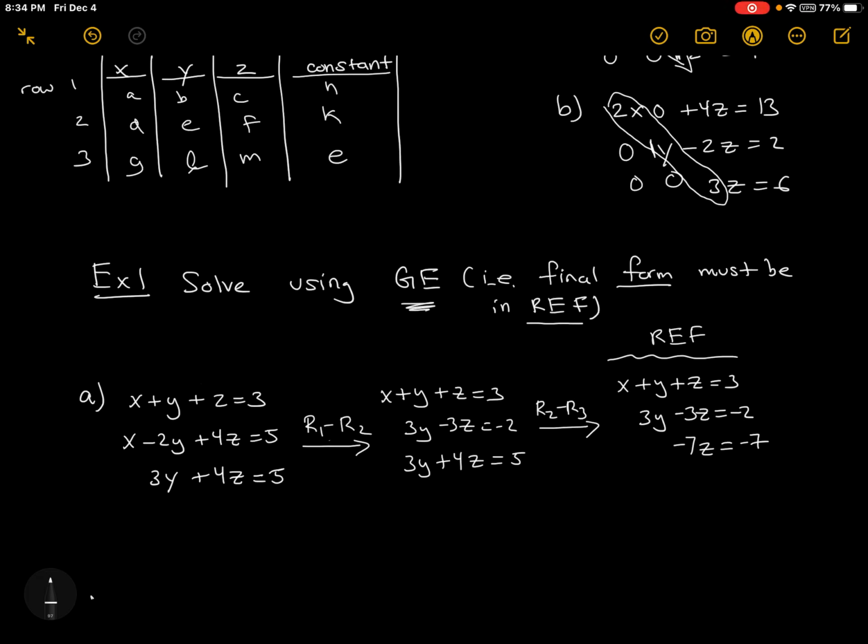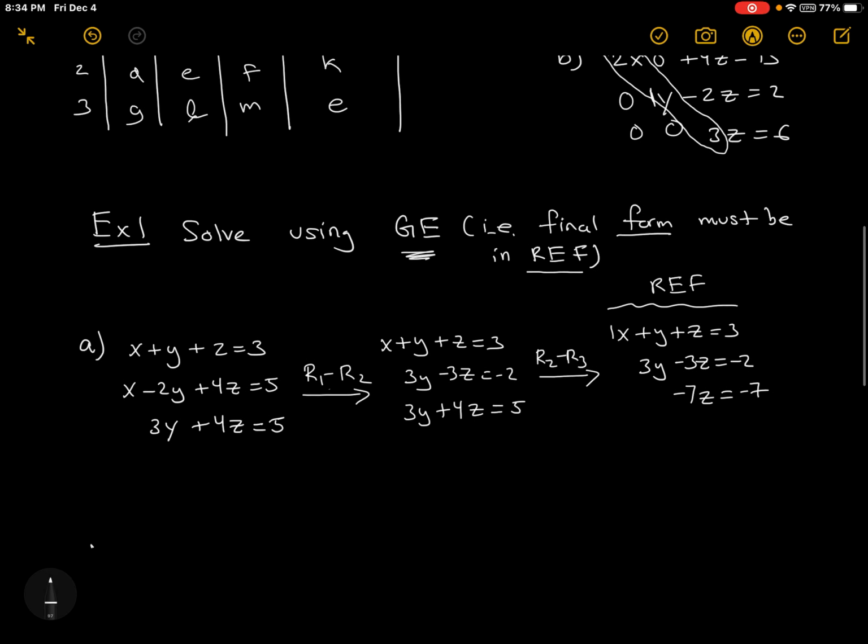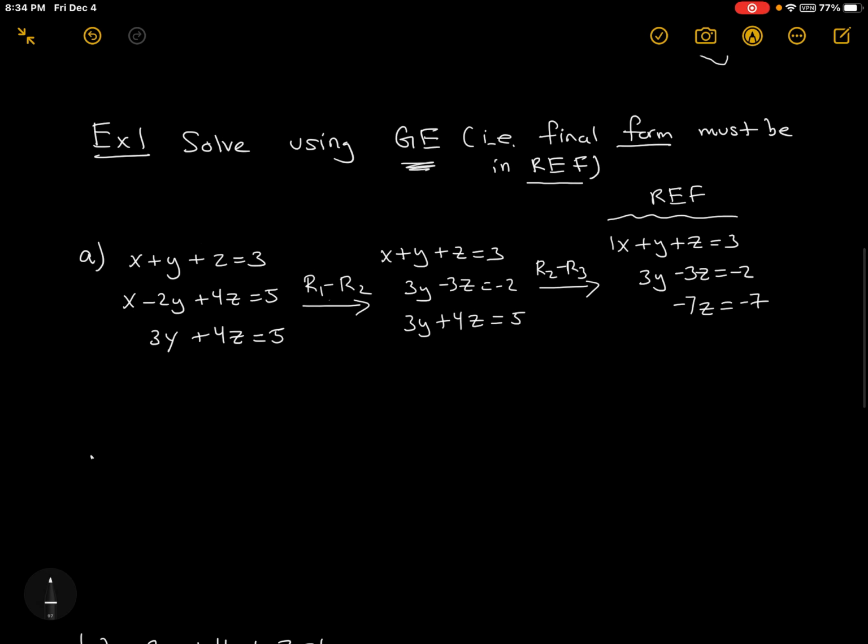And then notice this 3 right here is to the right of this 1. This negative 7 is to the right of this 3. Okay, so that's characteristic number 2. Each leading coefficient needs to be to the right of each leading coefficient above it. And so what's so special about this form is now you can solve. So, negative 7z is equal to negative 7. You're going to get z is equal to 1, and then you just back solve into the second equation.